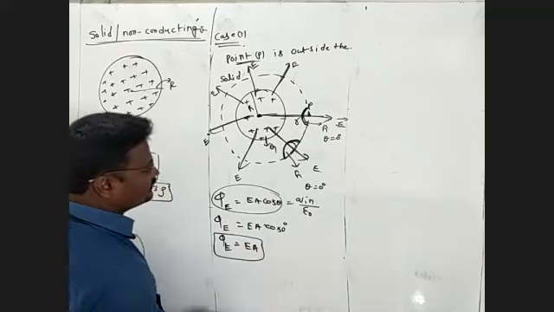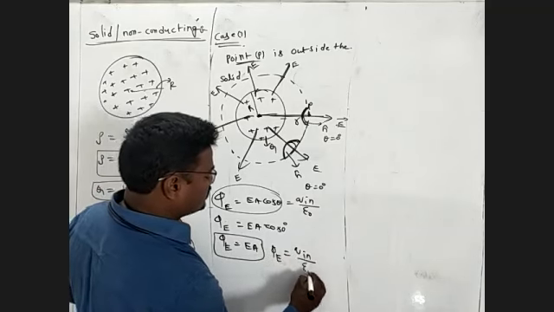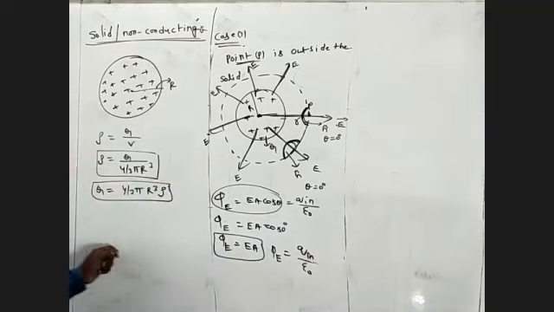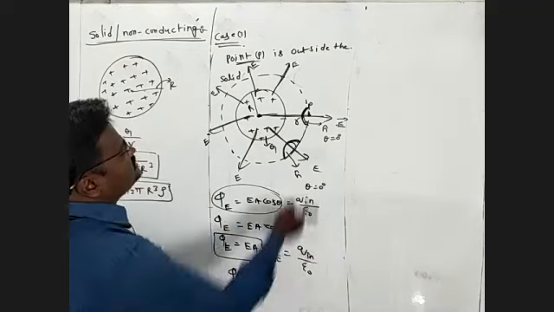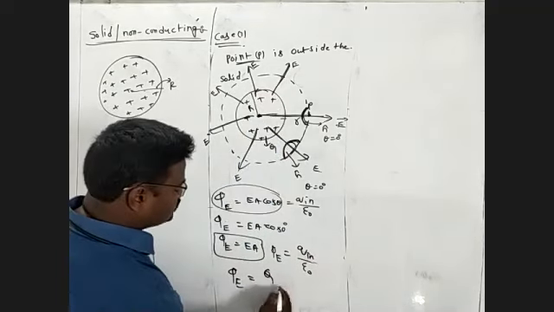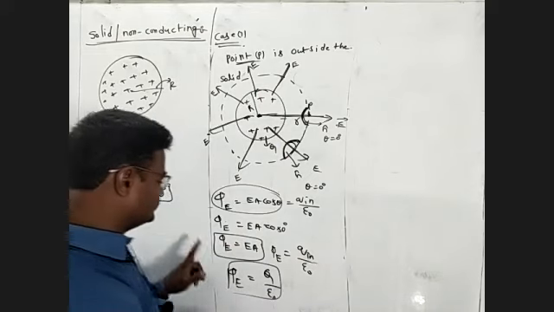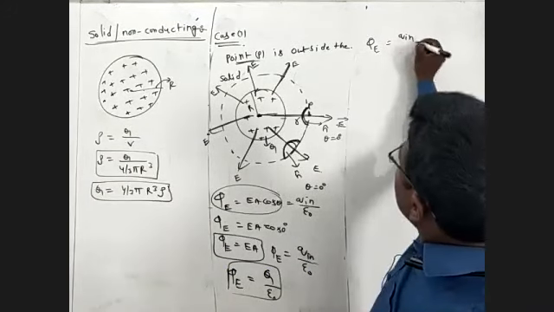This is EA. Next, phi E is equal to Q n by epsilon naught. So phi E is equal to Qn, where Q is the charge, capital Q, over epsilon naught. Now, equating both, phi E is equal to Qn by epsilon naught.